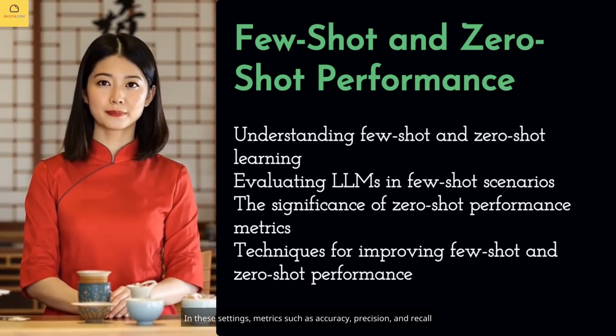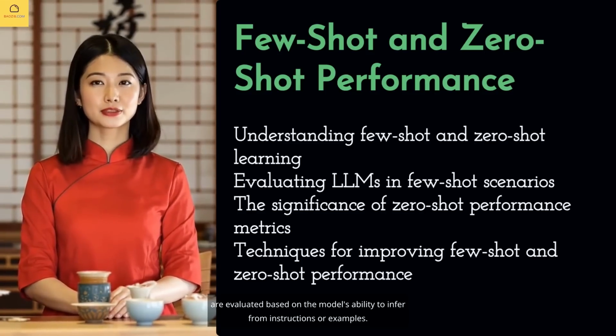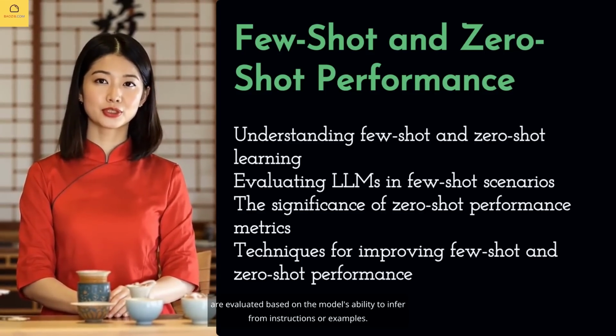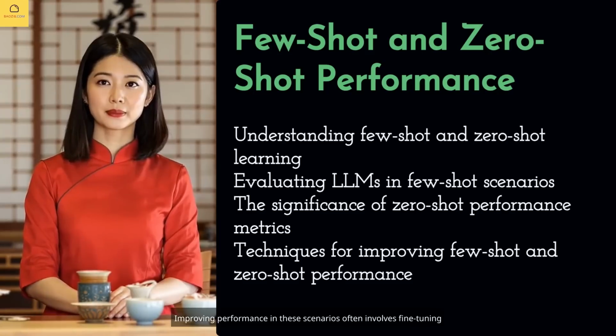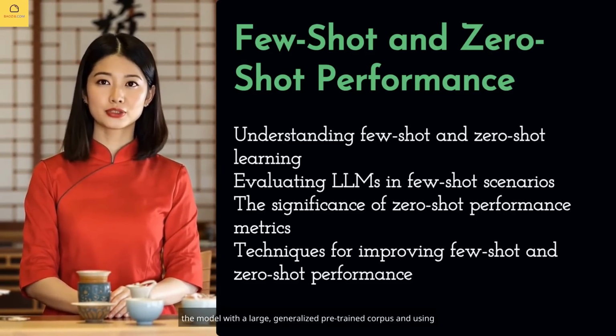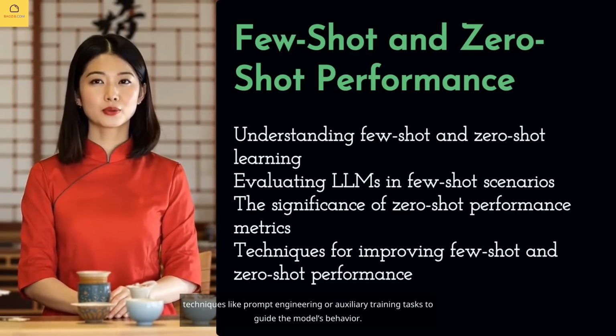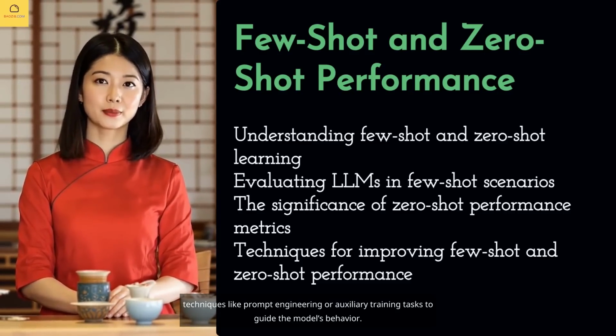In these settings, metrics such as accuracy, precision, and recall are evaluated based on the model's ability to infer from instructions or examples. Improving performance in these scenarios often involves fine-tuning the model with a large, generalized pre-trained corpus, and using techniques like prompt engineering or auxiliary training tasks to guide the model's behavior.